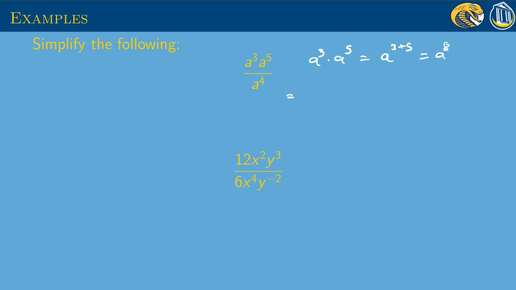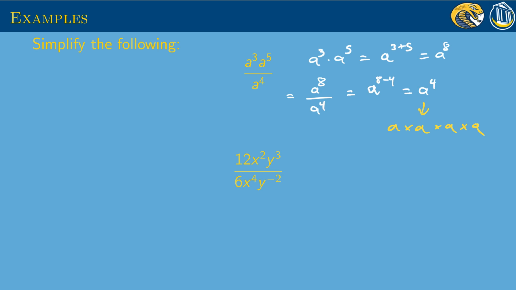That means this expression is now a to the 8, and then our denominator is still a to the 4. But we have a rule now that says if we have a quotient of exponents with the same base, we can just subtract the exponents. This will work out to a to the 8 minus 4, which is a to the 4. This entire expression simplifies to a to the 4, and remember the definition of that is a times a times a times a, 4 times.